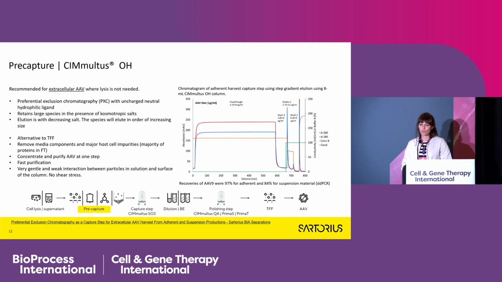And it can serve us as a great alternative to TFF. So it's faster, and basically the result is comparable to TFF. It does remove media components and also major host cell impurities, so majority of the proteins are found in the flow-through. This is also why the signal is so high. It can concentrate and purify AAV in one step, let's say here in step elution.